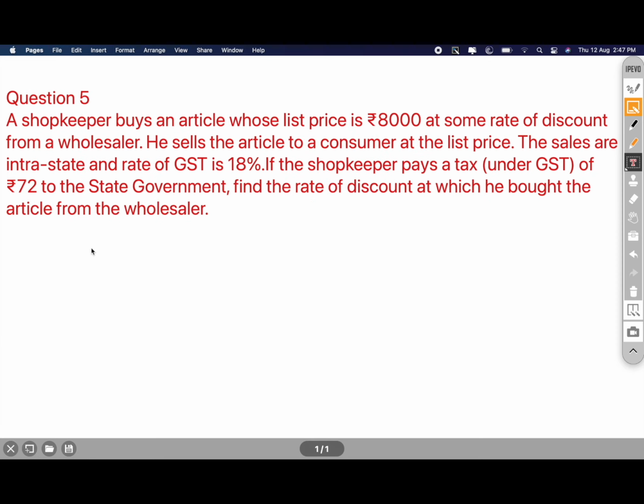A shopkeeper buys an article whose list price is rupees 8,000 at some rate of discount from a wholesaler. So here the rate of discount is not given. He sells the article to a consumer at the list price. The sales are intrastate and the rate of GST is 18%. If the shopkeeper pays a tax under GST of rupees 72 to the state government, find the rate of discount at which he bought the article from the wholesaler.